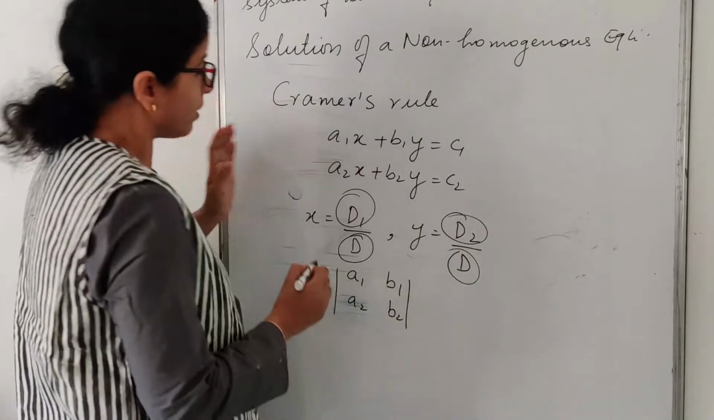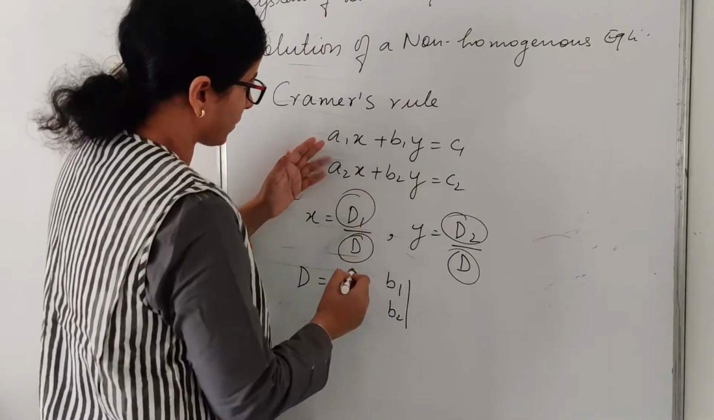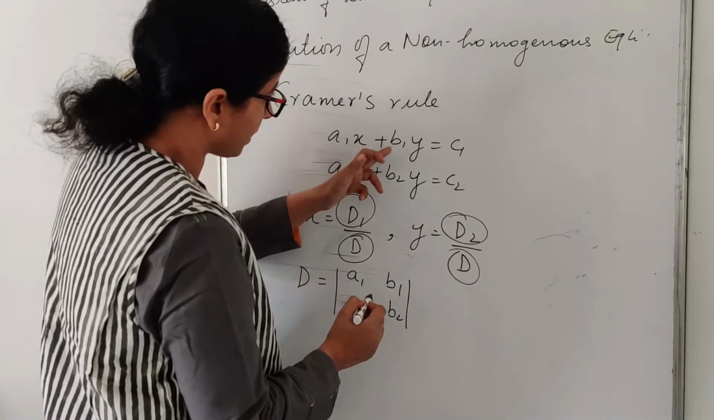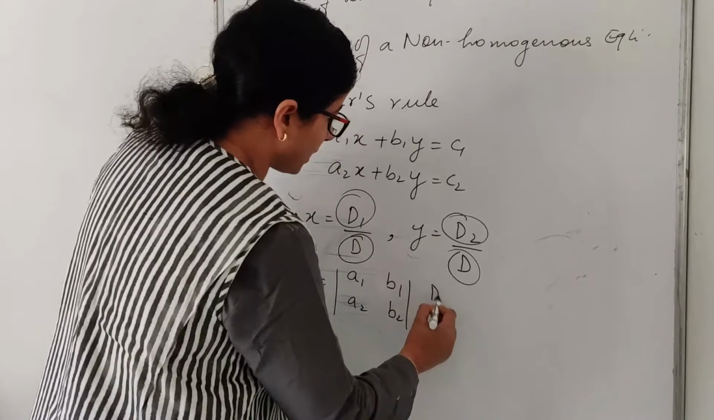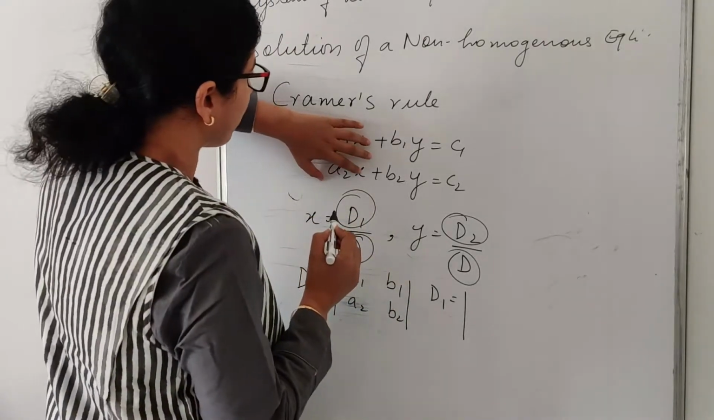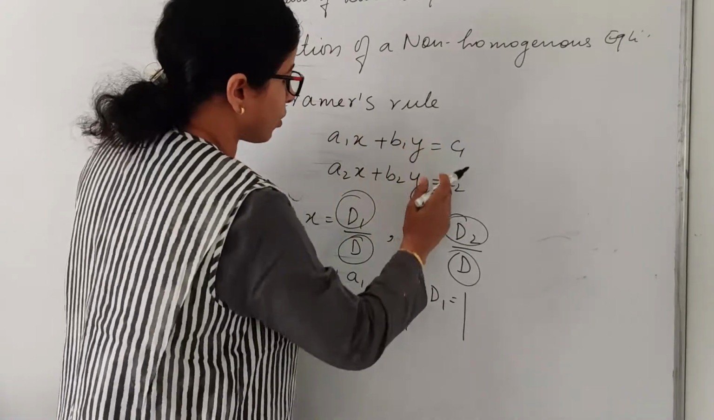So what we are doing? We are writing the coefficients of x and y. So a1, a2, b1, b2. This is the value of d. Now what is my d1? The coefficient of x I leave and it will be replaced by the constant.